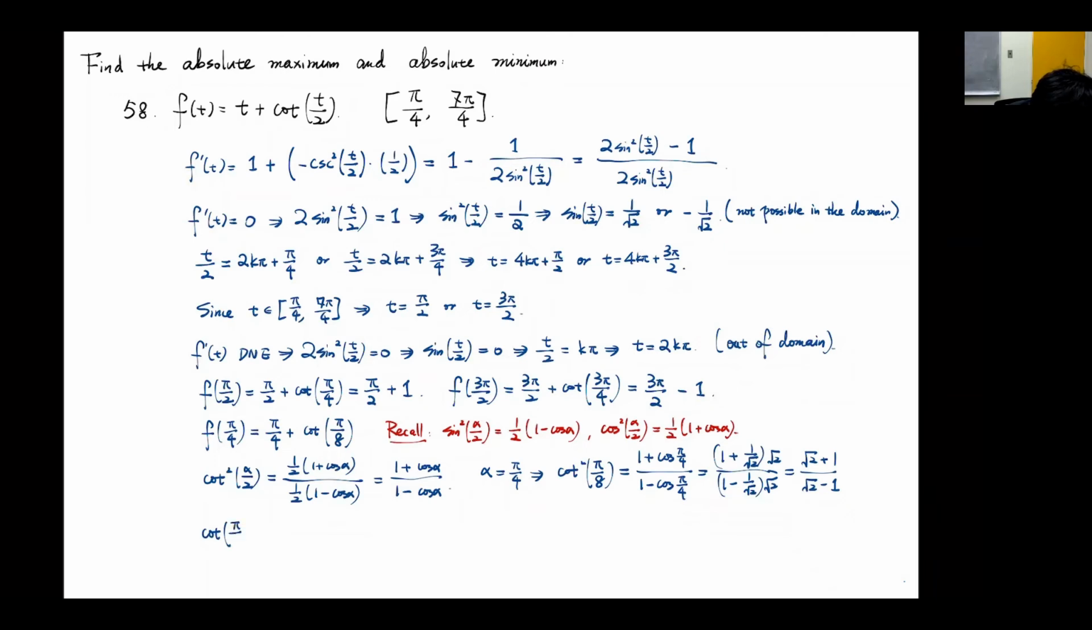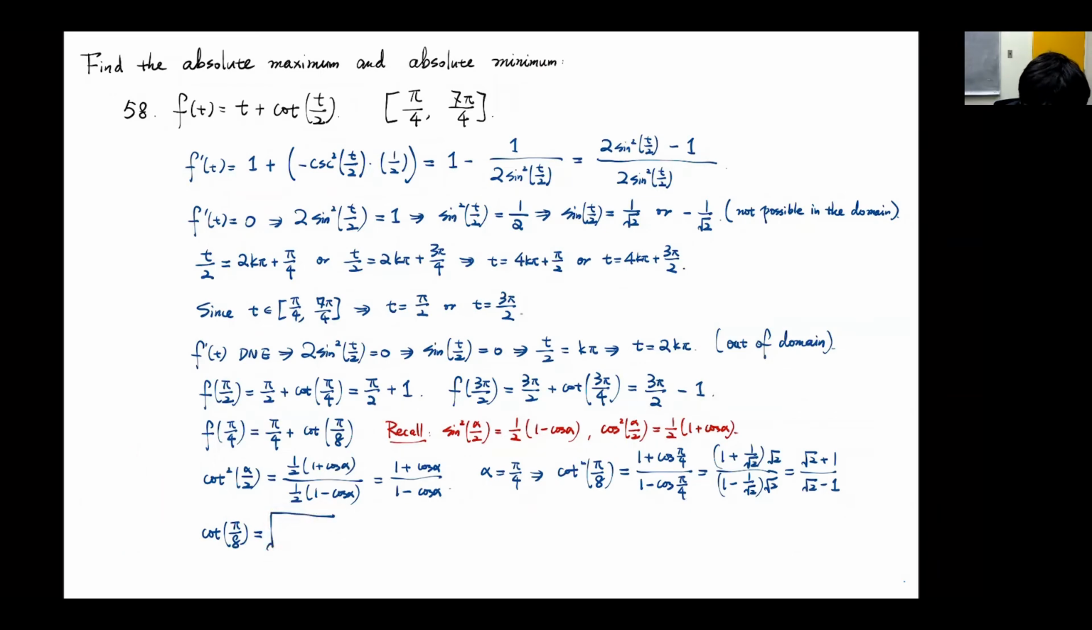And how do we determine whether it should be the positive square root or the negative square root? The answer is quite simple. You just need to look at the angle pi over 8. Pi over 8 is an angle in the first quadrant, so both the sine value and the cosine value are positive. As a result, the cotangent of pi over 8 should be positive as well. That's why we are taking the positive square root instead of the negative one.